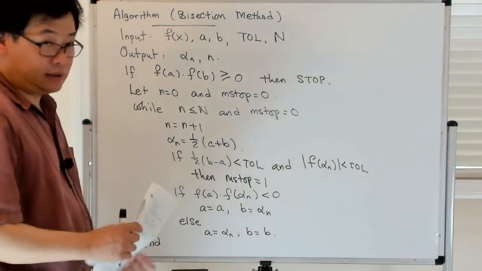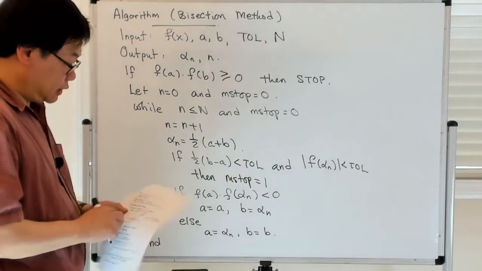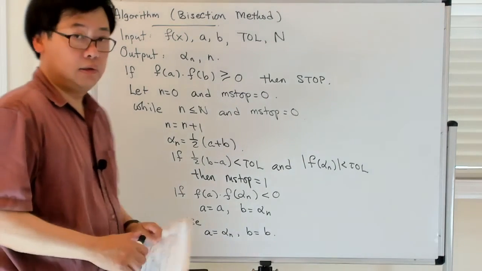Okay, and that's basically the bisection method. It's a relatively straightforward method. Okay, so let me just stop here for now.